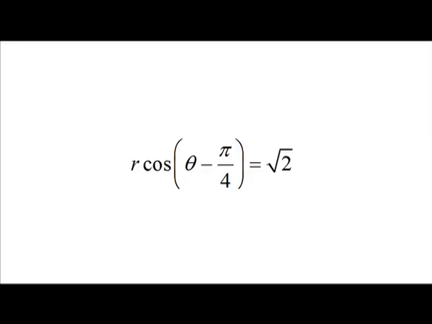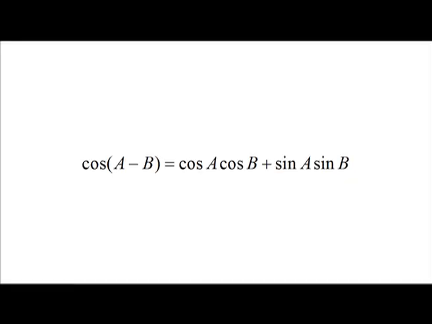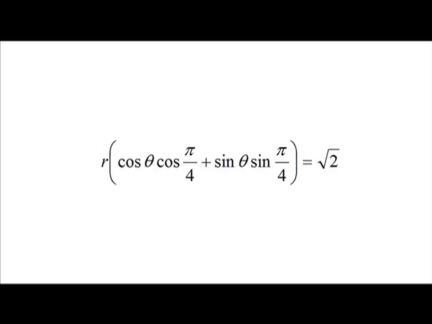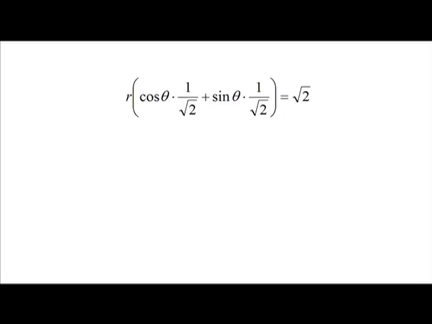Finding the Cartesian equivalent, we show that the polar equation r cos(θ − π/4) = √2 represents a straight line. Using the trigonometric identity cos(a − b) = cos a cos b + sin a sin b, the given equation can be written as r (cos θ cos π/4 + sin θ sin π/4) = √2. That is, r (cos θ · 1/√2 + sin θ · 1/√2) = √2.